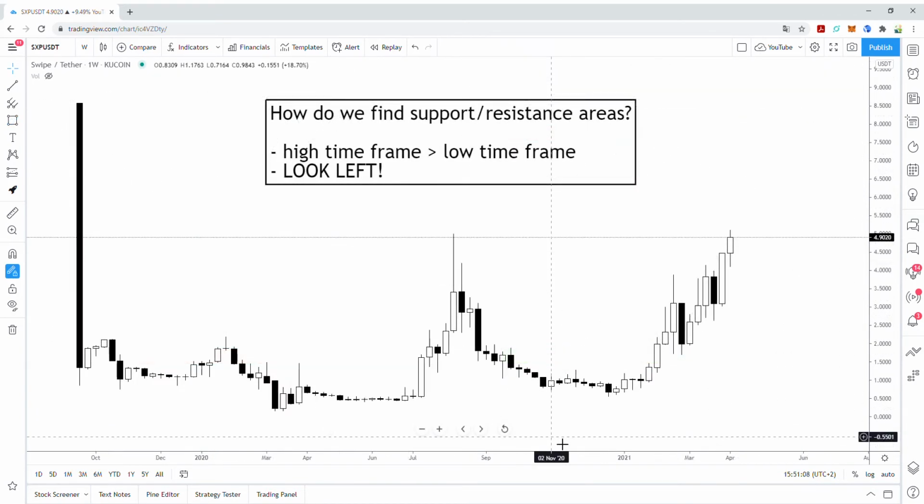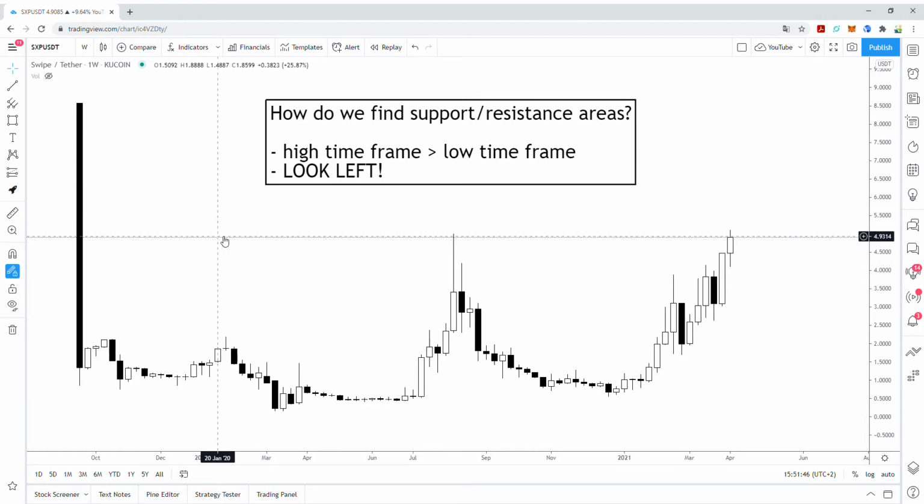So we know now what these areas are, so let's find some together. And how are we going to do that? First of all, I want to tell you that high time frame support and resistance areas are stronger than low time frame support and resistance. So that's why now I'm looking at the weekly chart. This is the chart of Swipe USDT, by the way. We will start on the weekly and work our way down to the daily time frame and maybe the 4-hour time frame. That is where you can see the support and resistance coming into action.